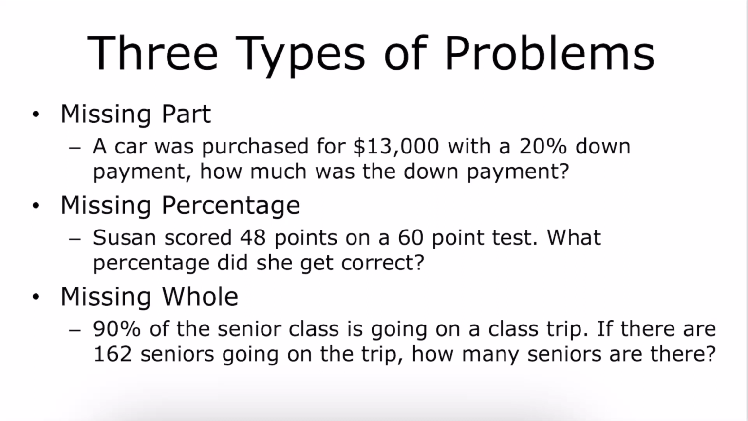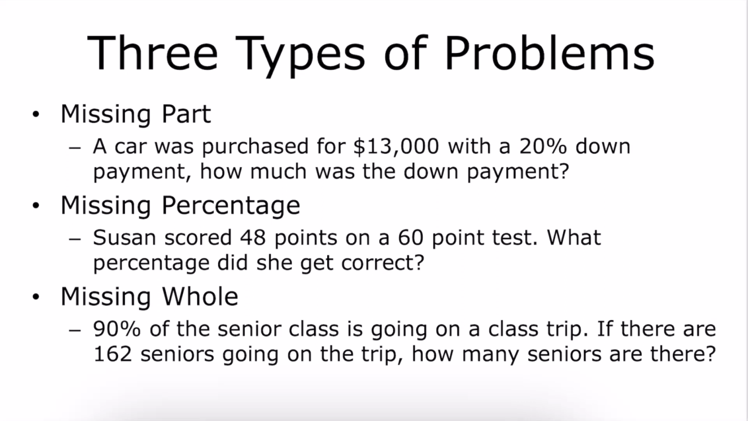The last type of problem that you may be asked to solve is one where there's a missing whole. For example, if 90% of the senior class is going on a class trip, and there are 162 seniors going on the trip, and you want to figure out how many seniors there are total, well, the 162 is the 90% that's going on the trip, but we're asked to find out how many seniors there are altogether, which would be 100% of the senior class. That would be an example of a missing whole problem.